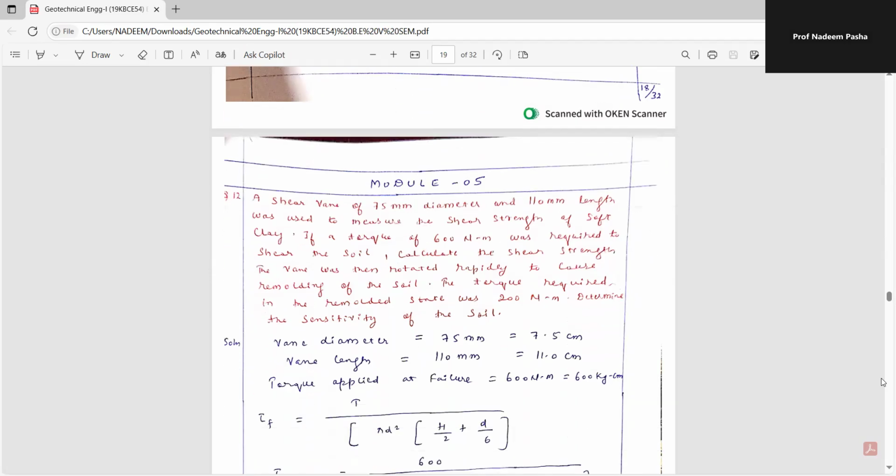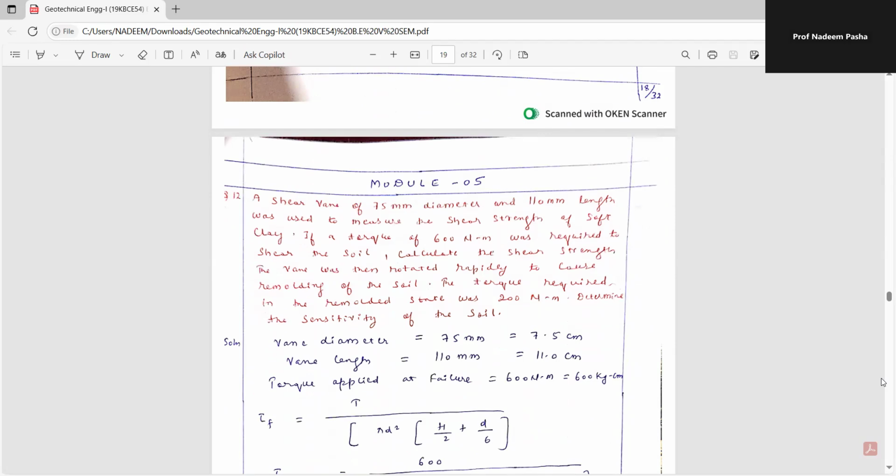Now we will solve a problem. A shear vane of 75 mm diameter and 110 mm length was used to measure the shear strength of soft clay. If a torque of 600 Newton meter was required to shear the soil, calculate the shear strength.